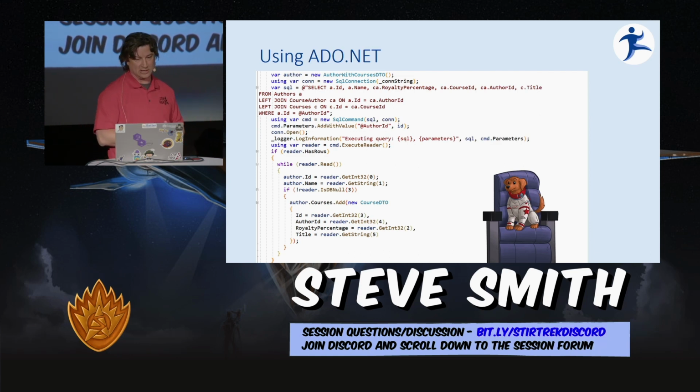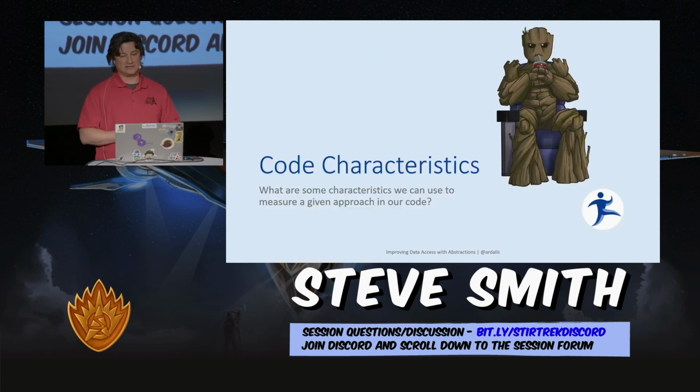It's even got the using block on the var command. All right, so now let's just talk about how would we evaluate this code compared to other ways we might do data access. Okay, so let's think about some characteristics that we could use as ways to measure, is this code good or is it bad, or what does that even mean?